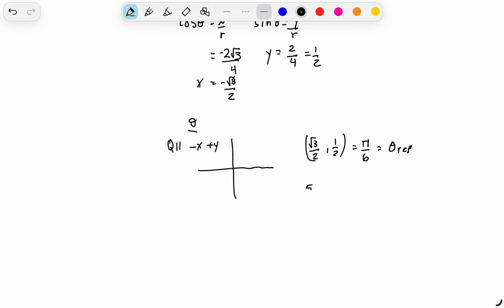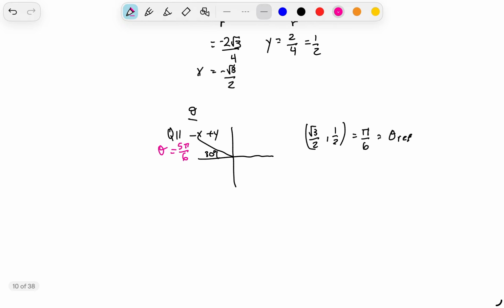So that's going to be when you have 5 pi over 6. So that's here, because this is going to be 30 degrees. So that's your reference angle, and that's 5 pi over 6 equals theta. You could also get this from doing pi minus pi over 6, and pi is equal to 6 pi over 6, minus pi over 6, which would also give you 5 pi over 6 here.